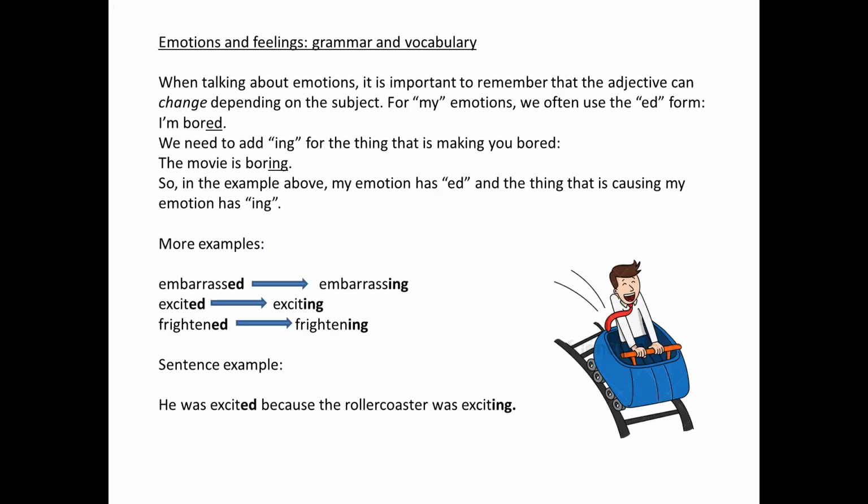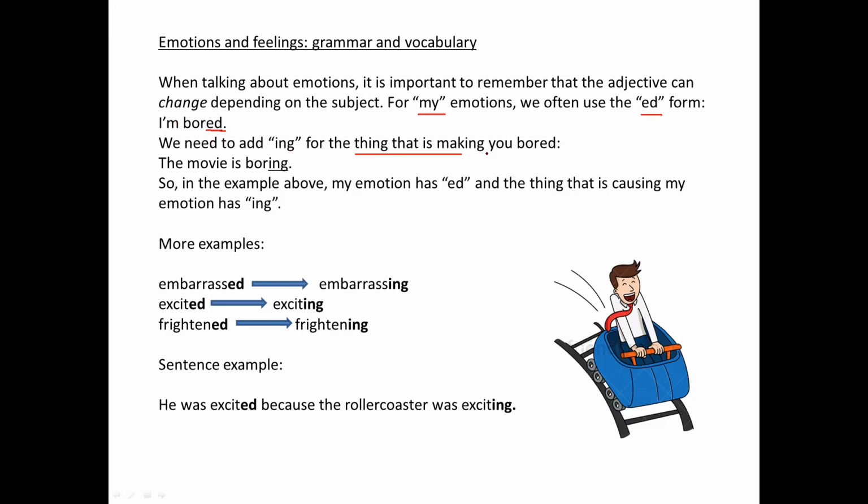Okay, now we're going to start with emotions and feelings. When we talk about emotions, it's important to remember that the adjective may change depending on the subject. So if the subject is my emotion, how I feel, very often we use an ed adjective. So for example, I'm bored. This is my emotion, how I feel. It could be how he feels. So it could be he's bored or she's bored, right?